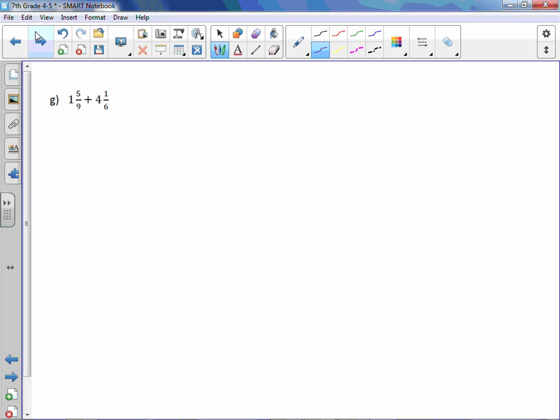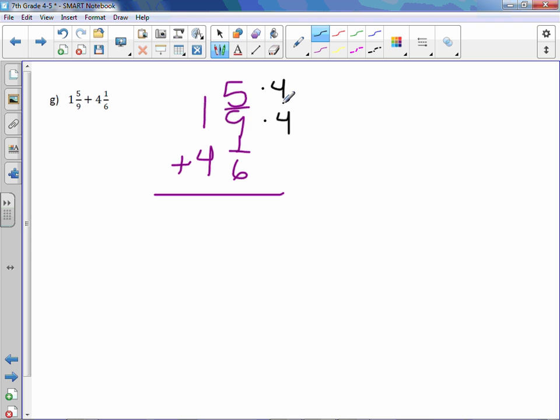Letter G. 1 and 5/9 plus 4 and 1/6. Our common denominator here would be 36. Multiply your first fraction by 4 and your second fraction by 6. And actually, we could also do 18 as our common denominator as well. That would be the smaller one. But as long as you get a common denominator, it doesn't matter. You'll just have to reduce at the end.